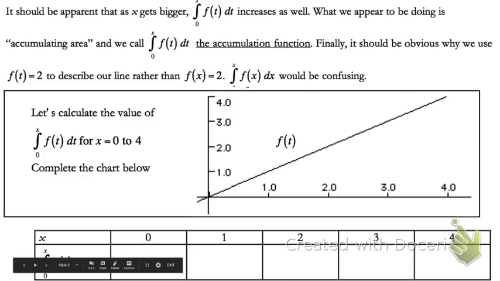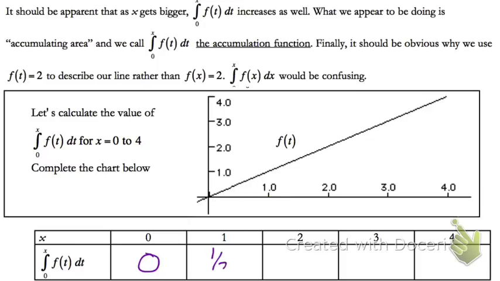Let me write that in. There we go. The integral from 0 to 1, which is this triangular region right here, has a base of 1 and a height of 1, but it's a triangle, so it's 1/2 times 1 times 1, or 1/2.